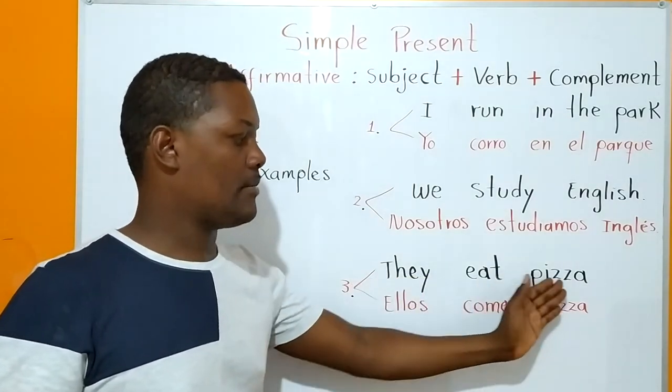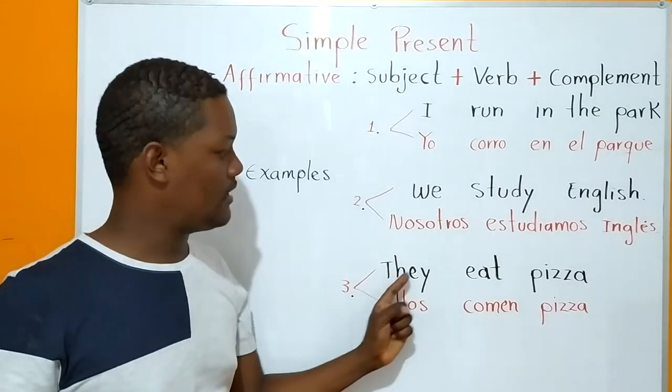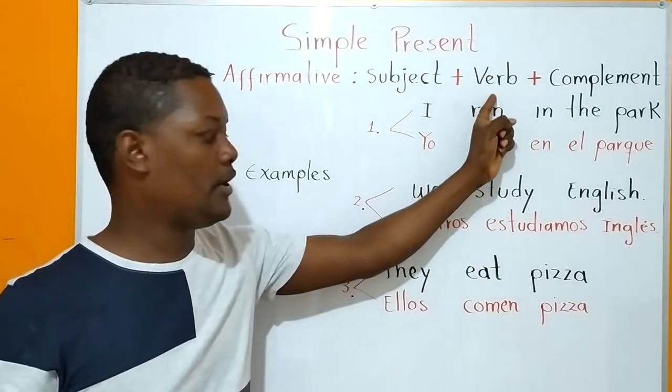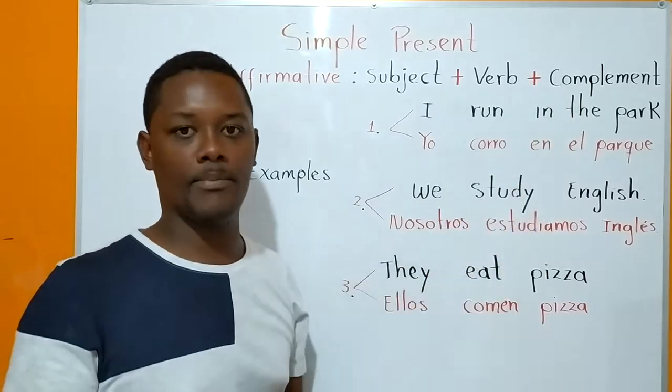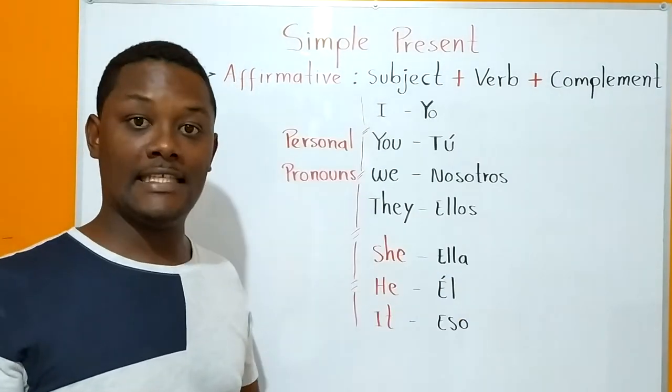They eat pizza. Subject, they. Eat, the verb, and pizza is the complement. Very simple. Alright? Alright, listen.